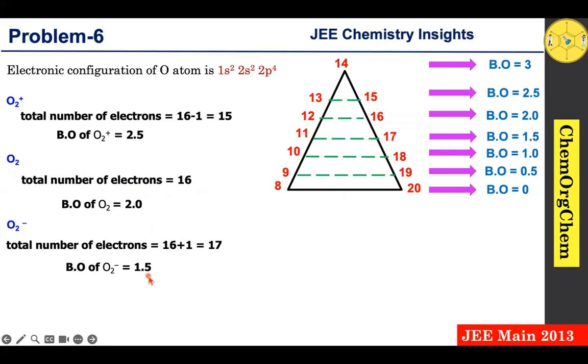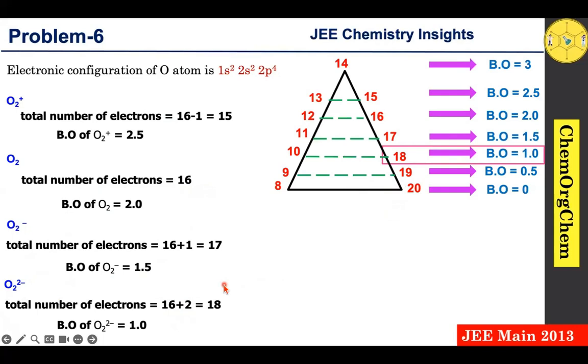Let's move on to our final oxygen species, which is O2 2-. We have already calculated that the total number of electrons in the oxygen molecule is 16. Here, with a 2 minus charge, we need to add 2 electrons. 16 plus 2 equals 18. Looking at 18 in this diagram, the bond order is 1.0.